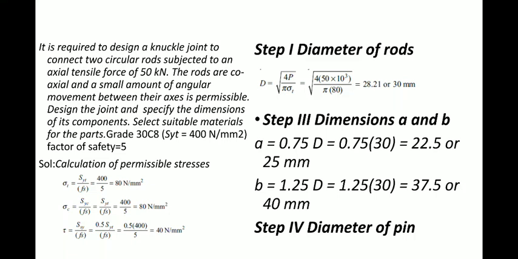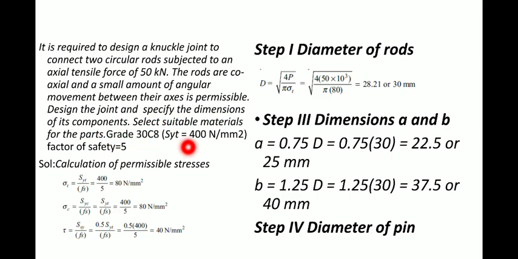Now we will see a simple numerical on the design of knuckle joint. It is required to design a knuckle joint to connect two circular rods subjected to an axial force of 50 kN. The rods are coaxial and a small amount of angular movement between the axes is permissible. Design the joint and specify dimensions of its component. Select suitable material for part.